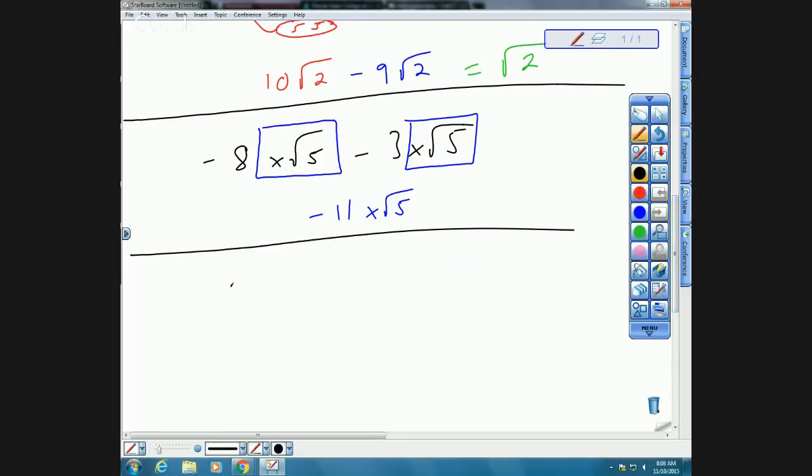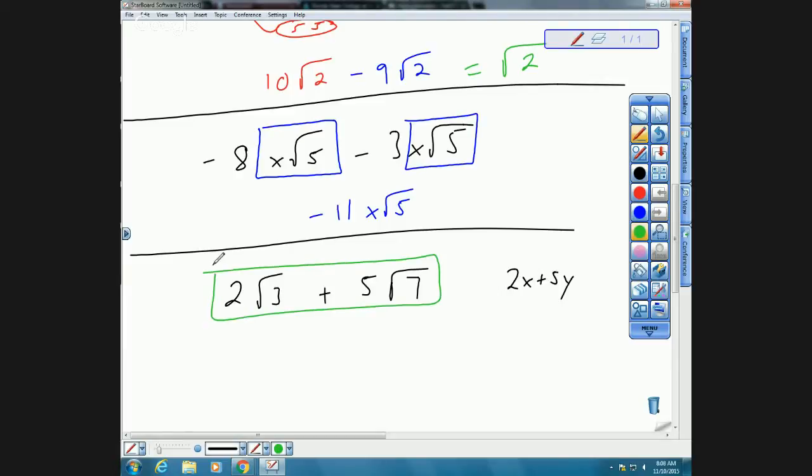If you run across one that is like this, that aren't the same, I can't simplify that. That's the square root of 3 and that's the square root of 7. That's like having 2x plus 5y. I can't break that down anymore, so this would be my answer. That's as far simplified as I would go.